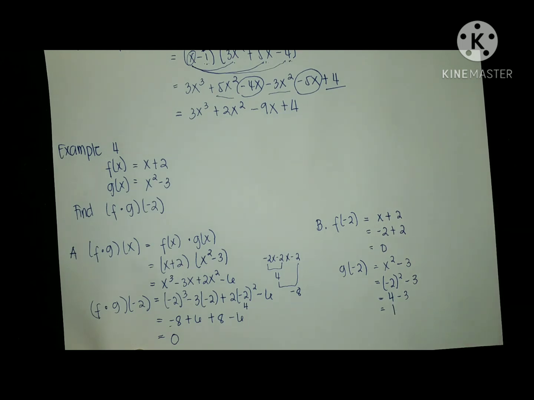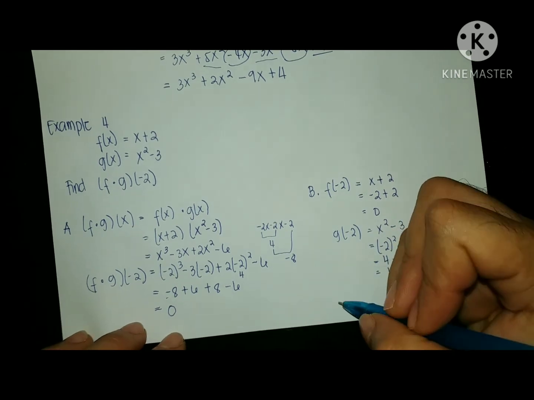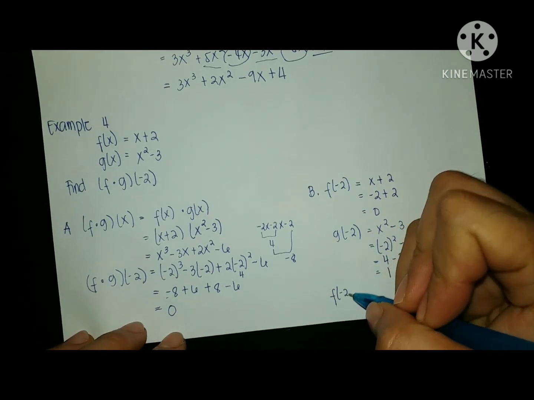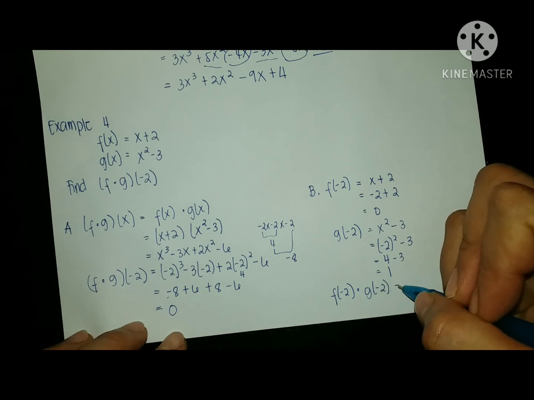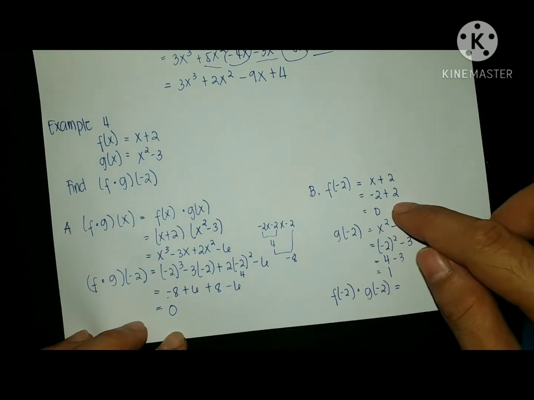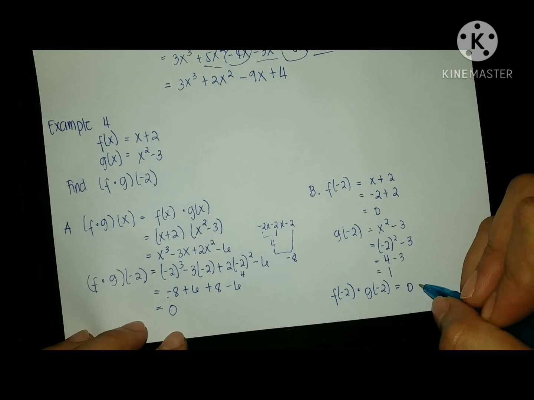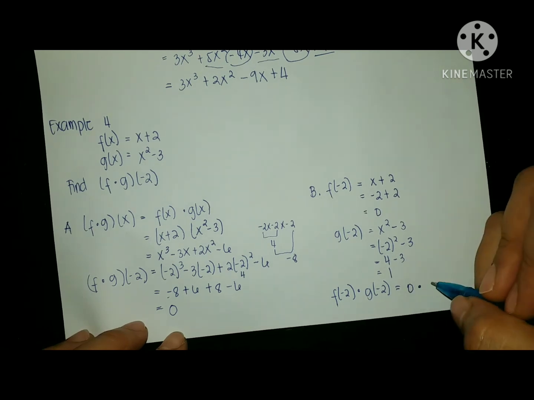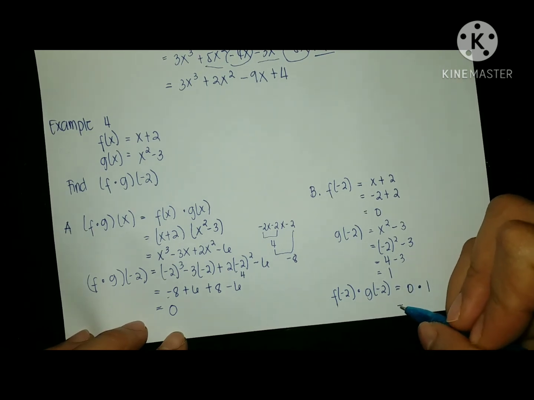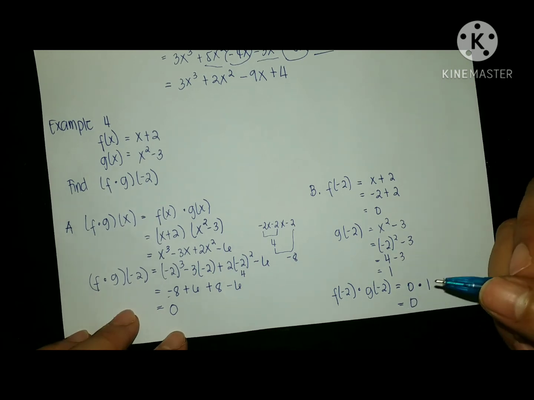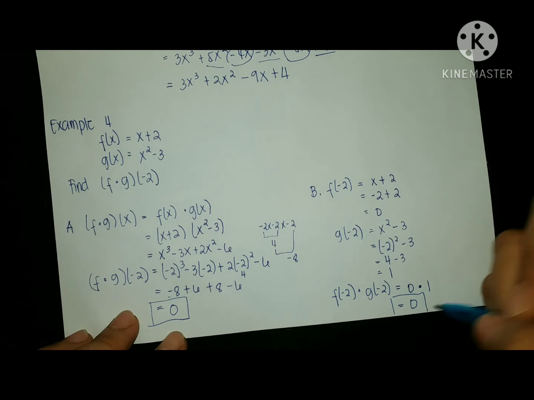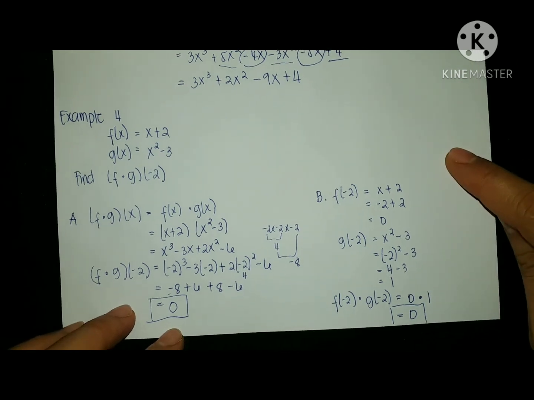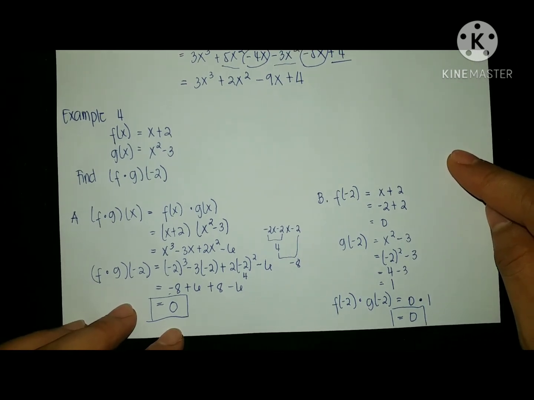Then find for the product of f of negative 2 times g of negative 2. F of negative 2 is 0, then multiplied by 1. So 0 times 1, that is equal to 0. So they are just the same. That is the multiplication of functions.